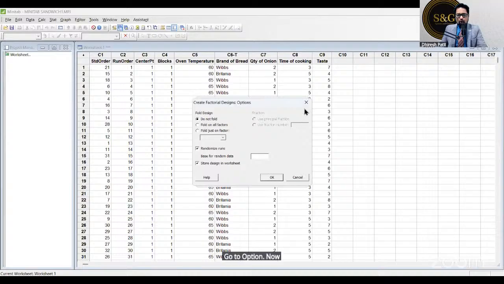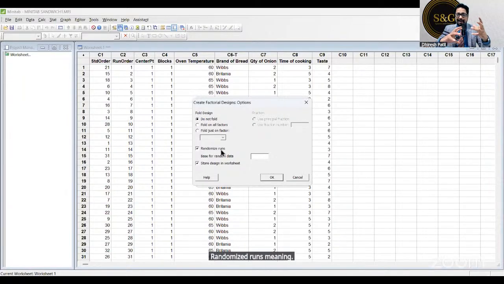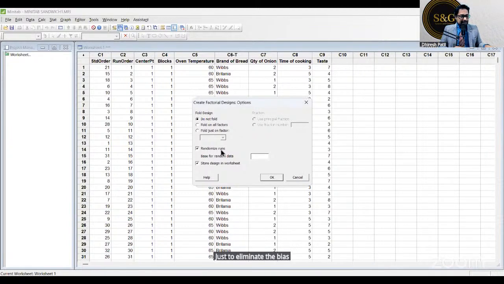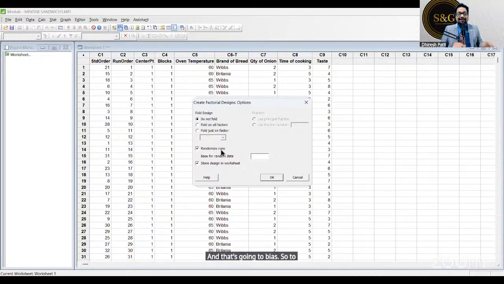Now here is the go to option, there is something called randomize runs. Randomize runs means we have to randomize the run, just like in gauge R&R or measurement system analysis. We randomize the runs just to eliminate the bias. What is bias? When I am measuring the diameter of the pen, the same pen is given to me again and again. After some time, I will not measure, I will just write the previous memory. That's called bias. So to avoid the bias, randomization is required.